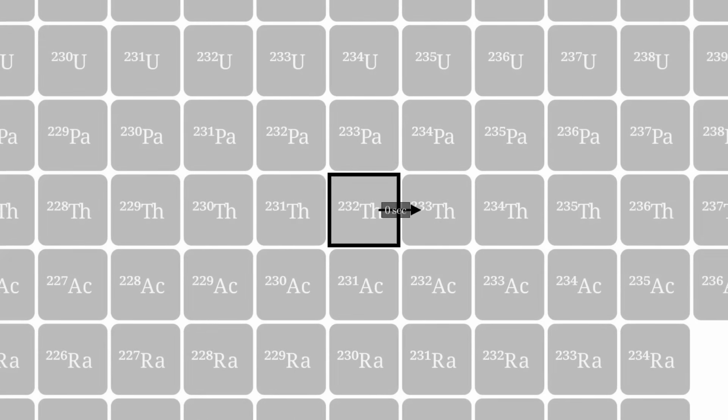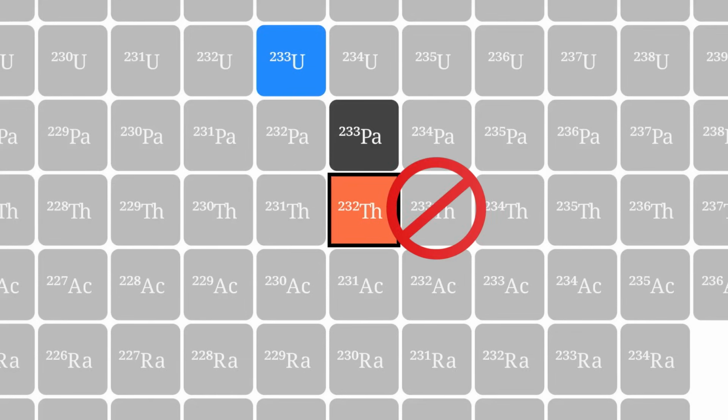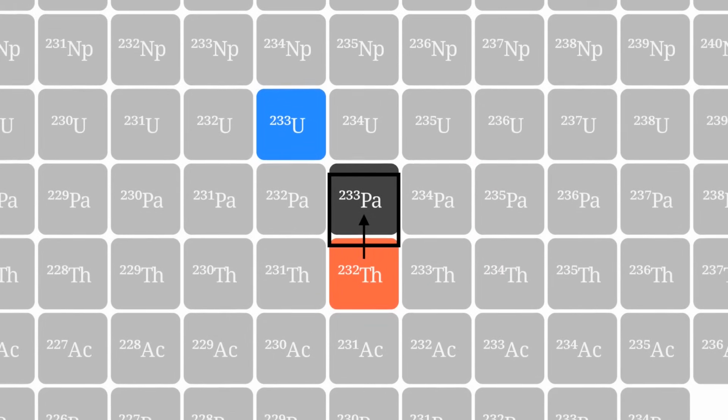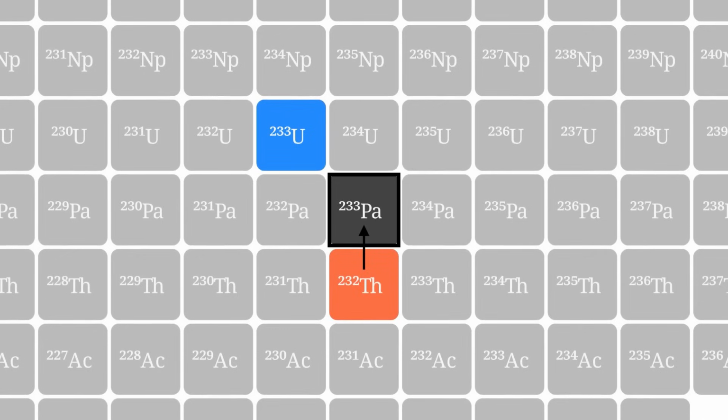Let's introduce some colors for our animation. Let's paint the starting thorium tomato colored. Then we ignore thorium-233 and pretend that the next element is protactinium-233. I'll color it dark gray. Finally, I'll depict uranium-233 as blue.